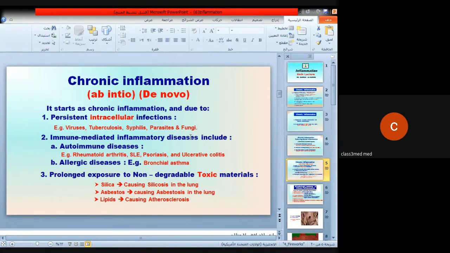These microorganisms, when infection occurs by these microorganisms, there is intracellular infection that cannot be eradicated easily. Second, immune-mediated inflammatory diseases. Diseases due to the immune mechanism, such as autoimmune diseases.